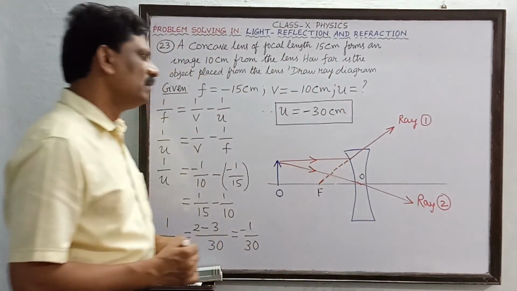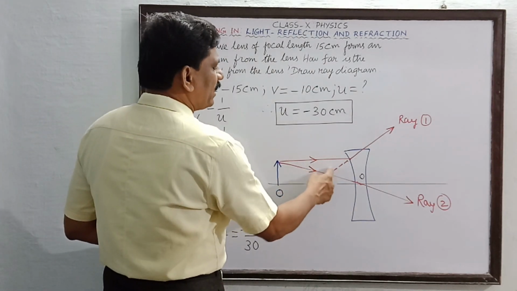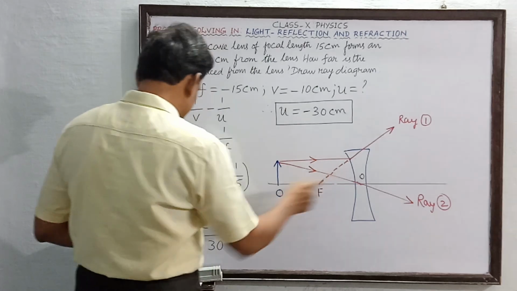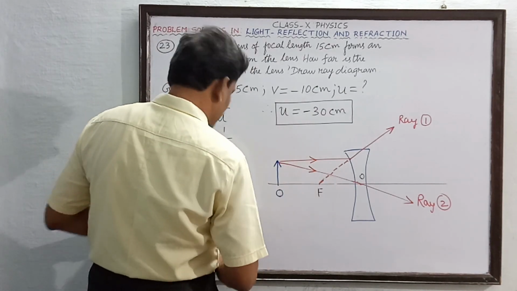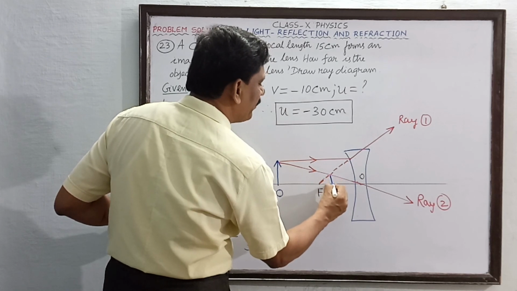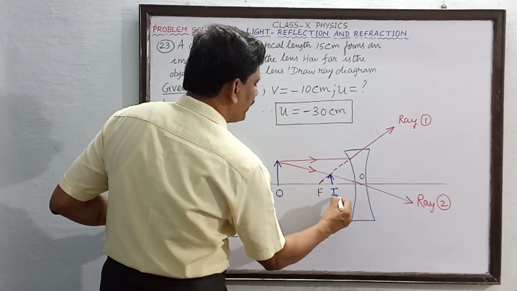Okay, students. Now can you see anywhere these two rays are meeting each other? You can see here. So this is where the image is being formed. Okay, students, you see here, this is where the image is being formed. So this is the image.